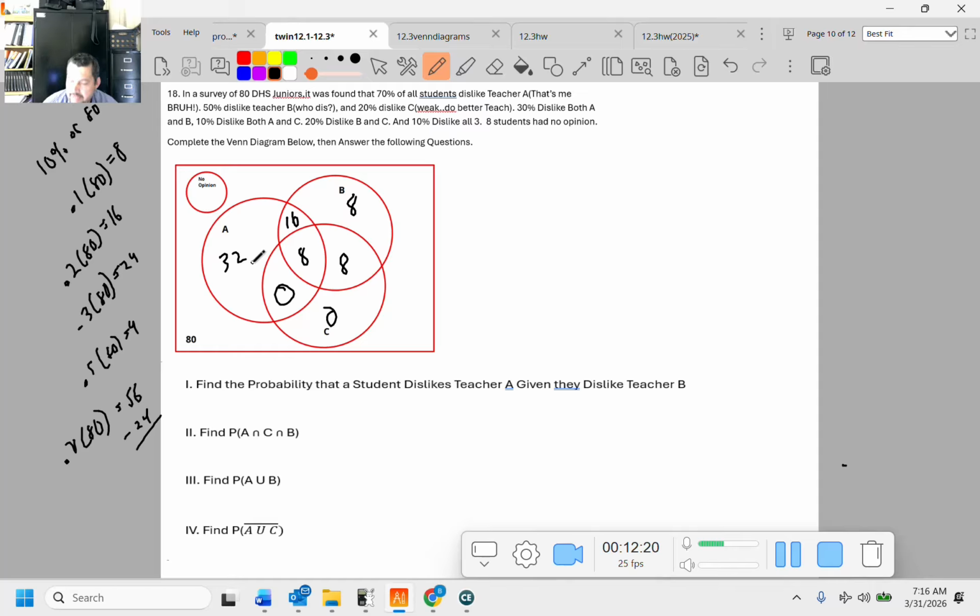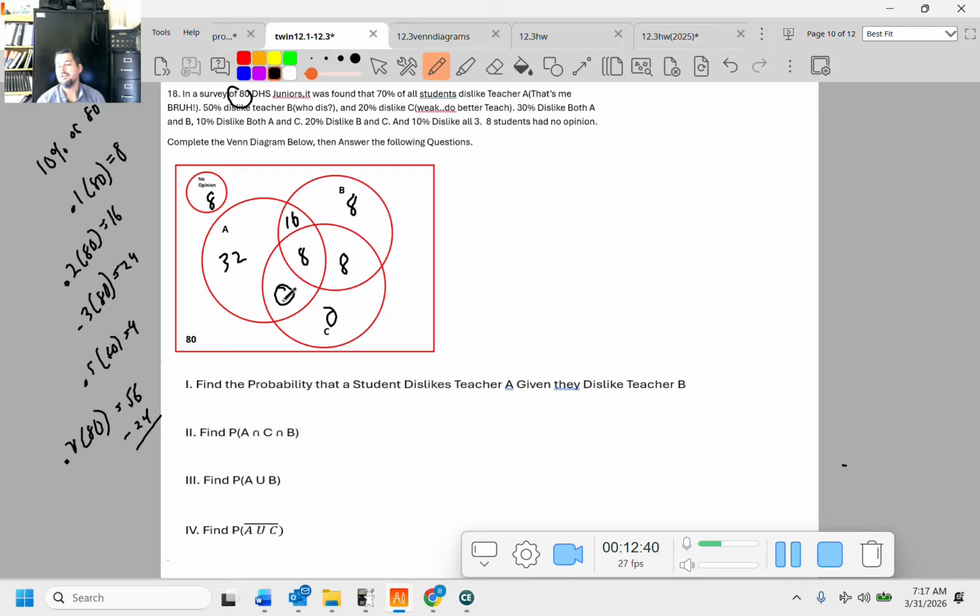And let's see who else we have to talk about here, because there's going to be some kids who have no opinion. It says 8. Let's check and make sure the math is mathing here. 8 plus 32 is 40. Then we got 16 plus 8 is 24, plus another 8, 16. All right, so it's 80. This all adds to 80.